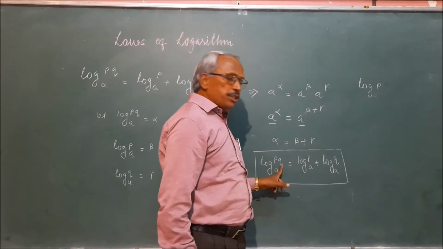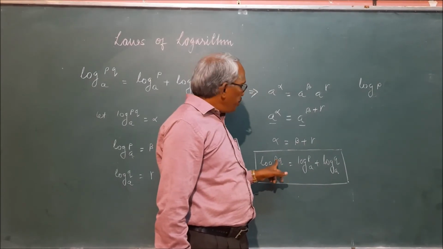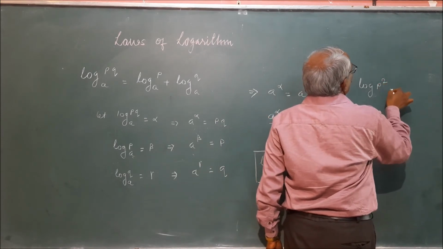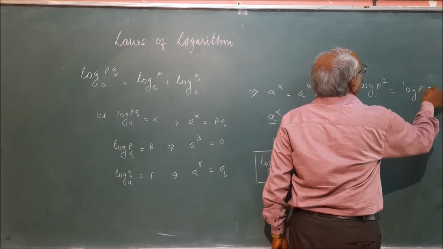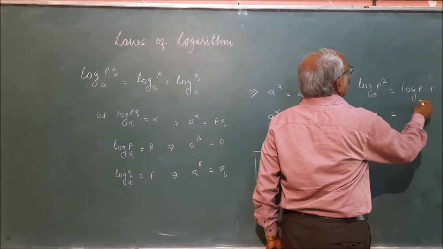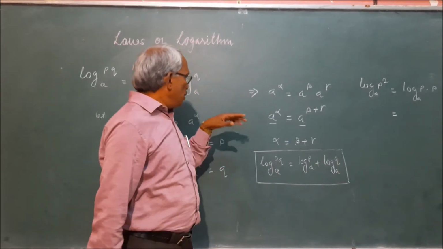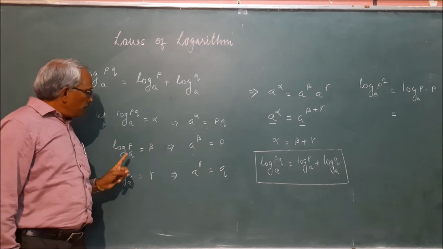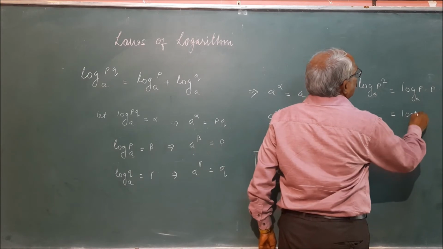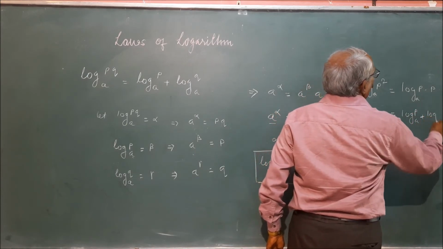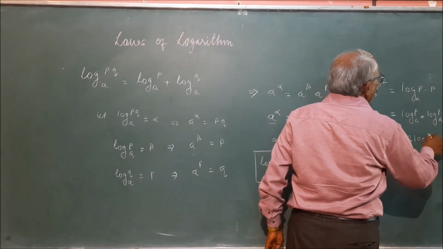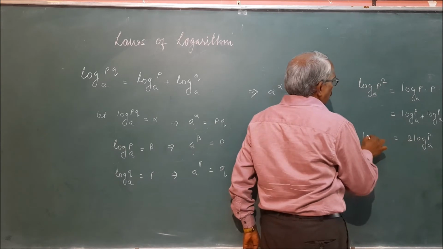If P is equal to Q, meaning if I put here Q is equal to P, then P into P, P square. So this can be written as log of Q into P. And using this product law of logarithm, we can write this as log of P to the base A plus log of P to the base A. So this is 2 times log of P to the base A, log of P square.